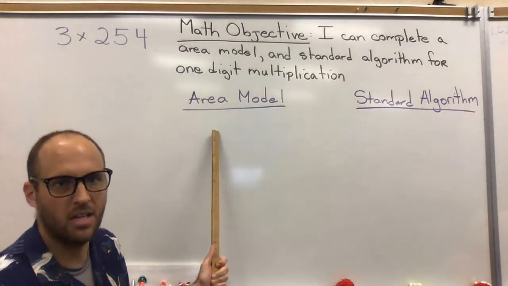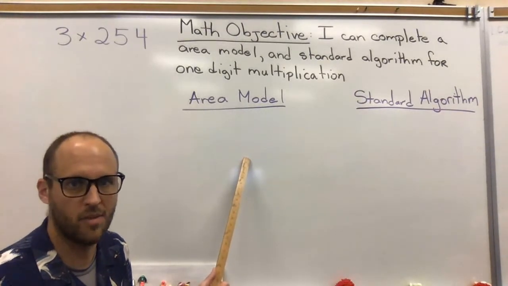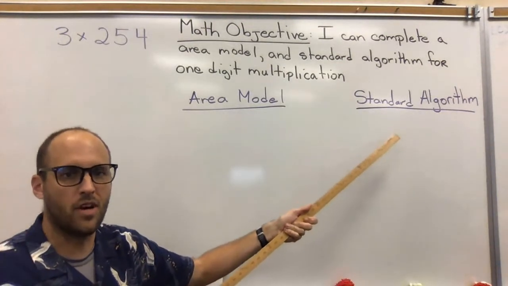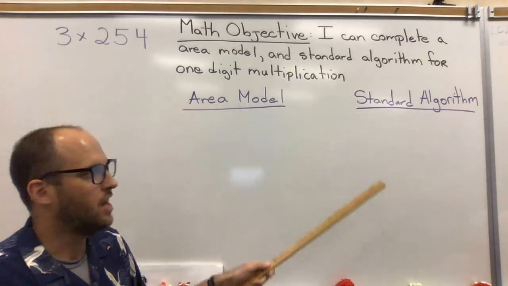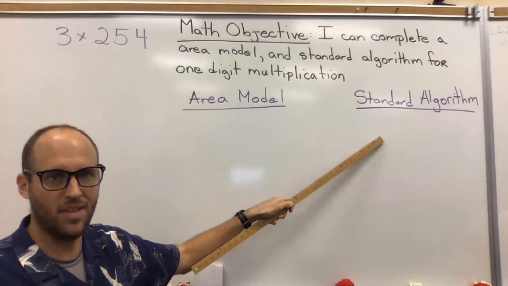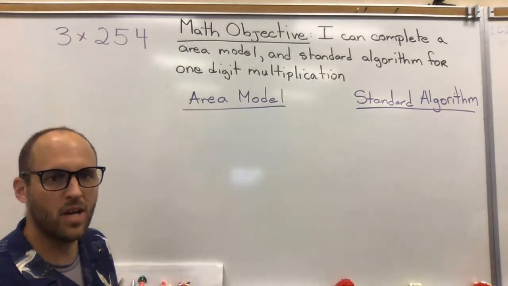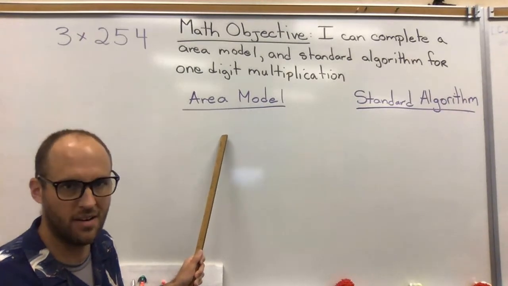Area model is basically breaking it up into a box and showing the partial products of a multiplication problem. And the standard algorithm, which for us who are over the age of 30, we would call the old-fashioned way of doing things. The goal of everything we do in math, as always, is to make sure that we can do the standard algorithm, but we also have to know why numbers move the way they do, which is why we're showing you the area model.